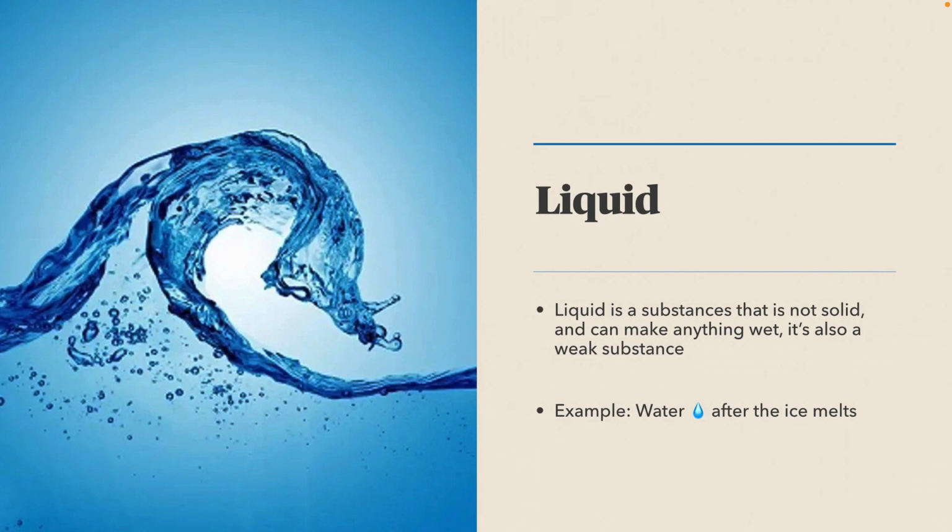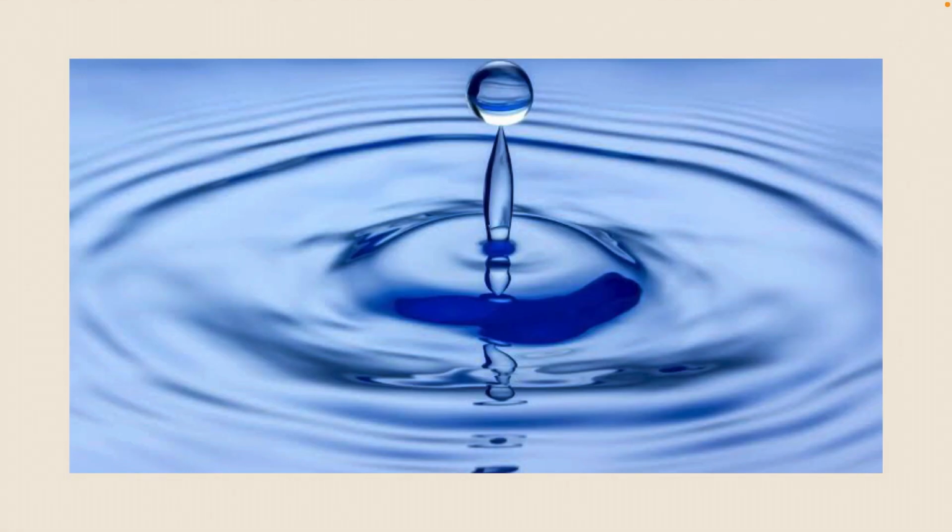Now liquid. A liquid is a substance that isn't solid and can make anything wet. It's also a weak substance. For example, water after the ice melts. As you can see in this photo, it's just pure water, and it's very easy to move around. When you touch a puddle of water, it's going to move around and get your hand wet. This is what the water looks like dripping down into that puddle, with that moving effect.